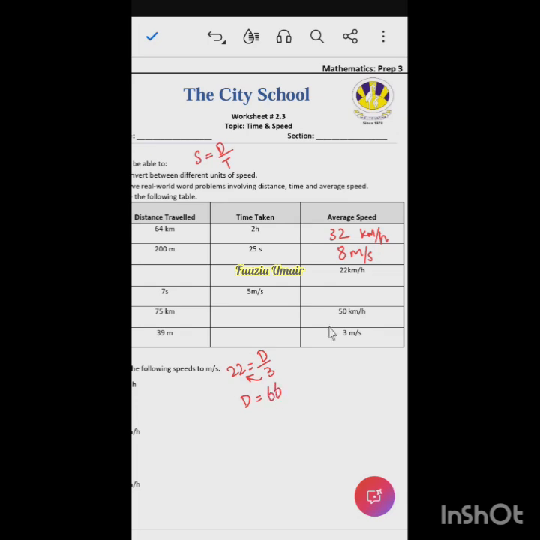And what would be the unit? Because the unit of speed is kilometer per hour and this is hour, it means that 66 kilometers, right? So 66 kilometers will come in this third question.